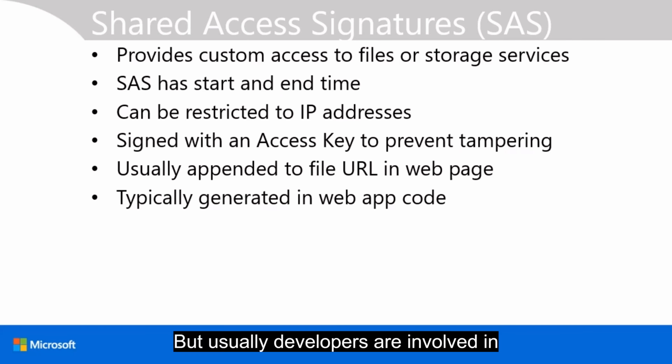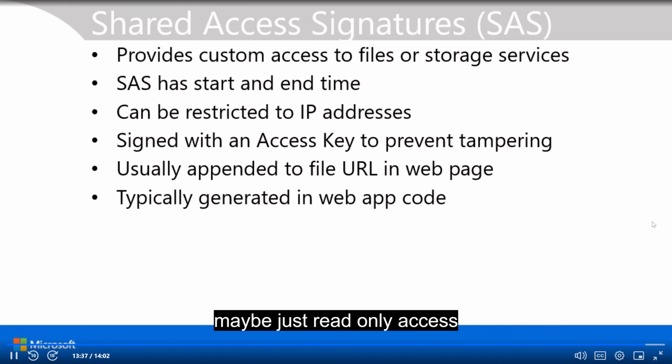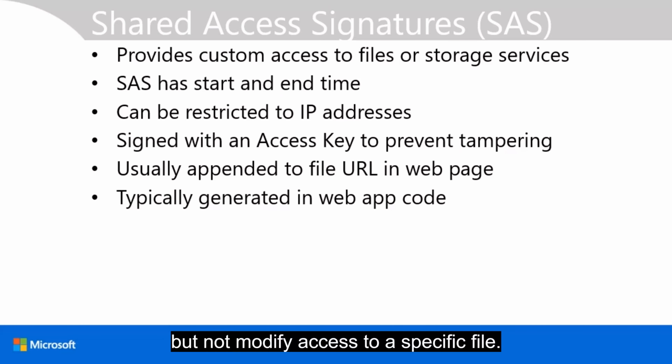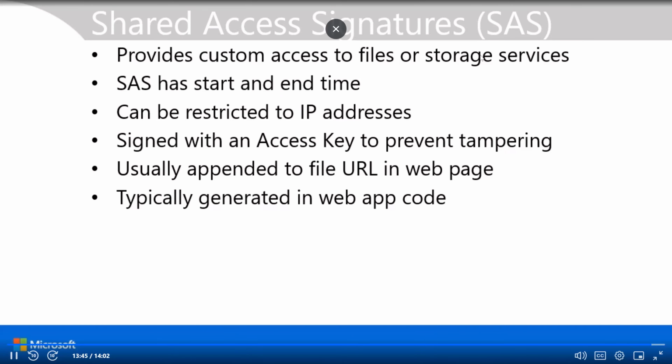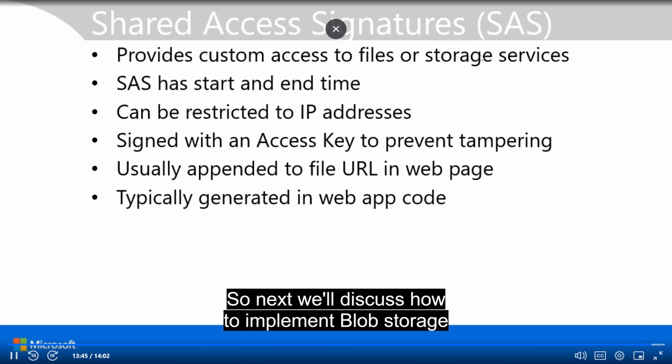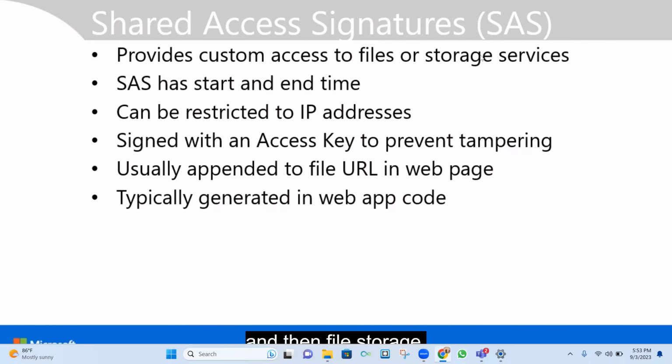But usually developers are involved in using shared access signatures if you want to provide customers or users specific kinds of access, maybe just read-only access, or maybe create access but not modify access to a specific file. So next we'll discuss how to implement blob storage and then file storage. We'll dig into some of the details of how you use those services and how some of these security features are integrated.